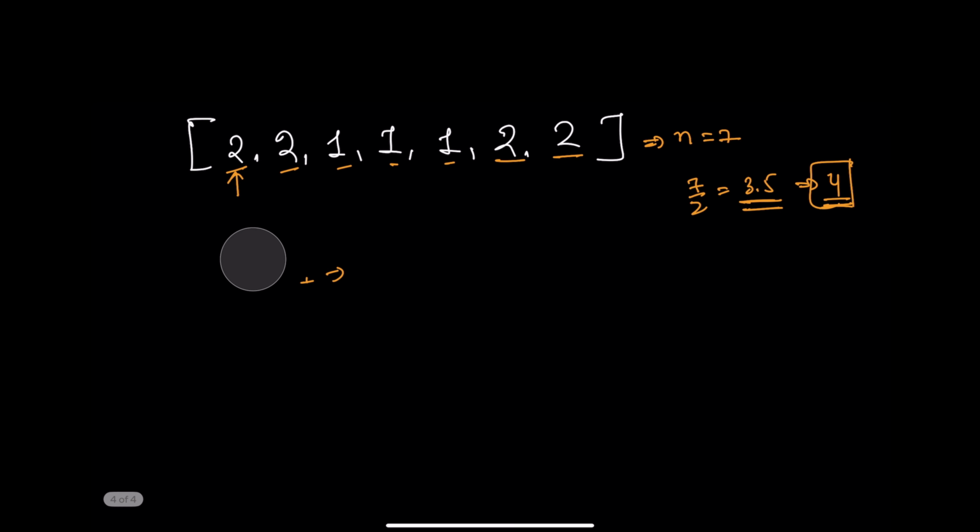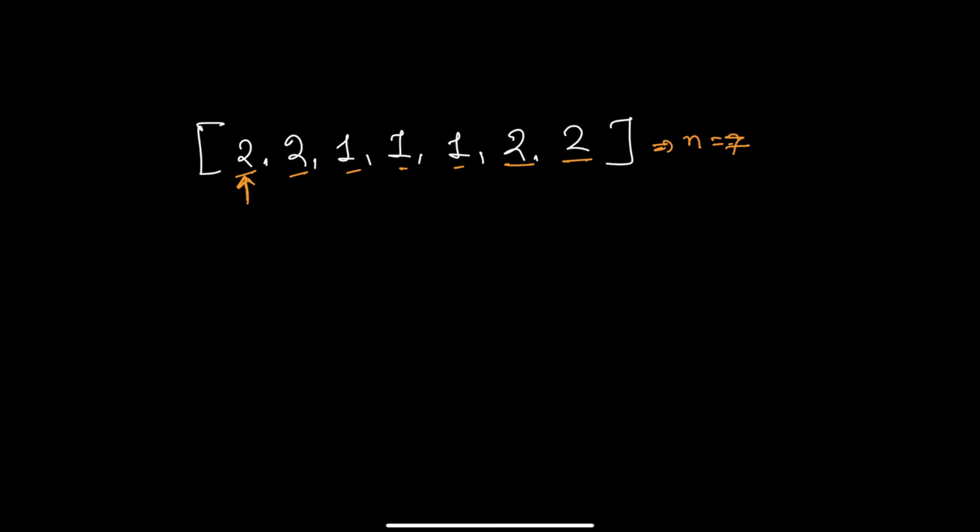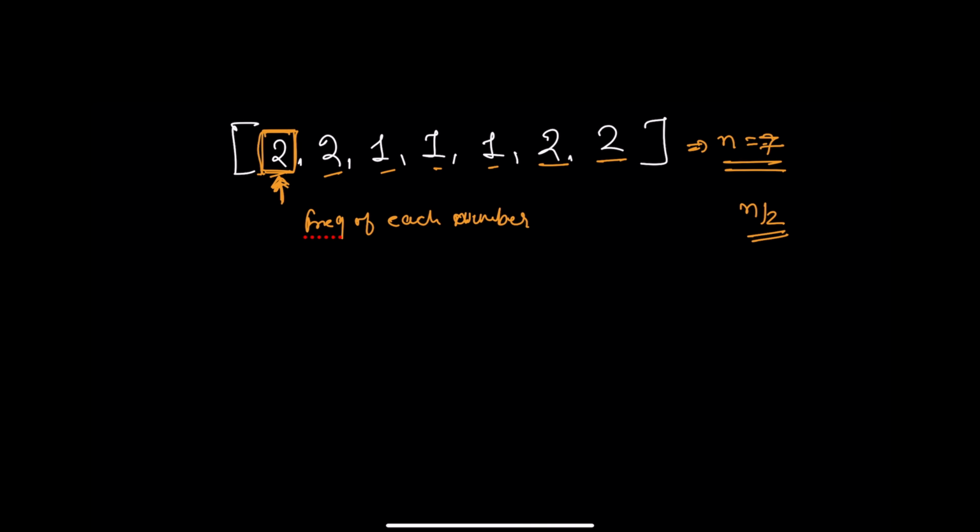So let me erase this. Now let's see what we need. We want the frequency of each number. Then once we got the frequency, we will decide whether it is greater than n by 2 or not. So how do we calculate the frequency of 2? We take this 2 first and check its frequency. The 2's count right now is 1. We go here, count is 2.